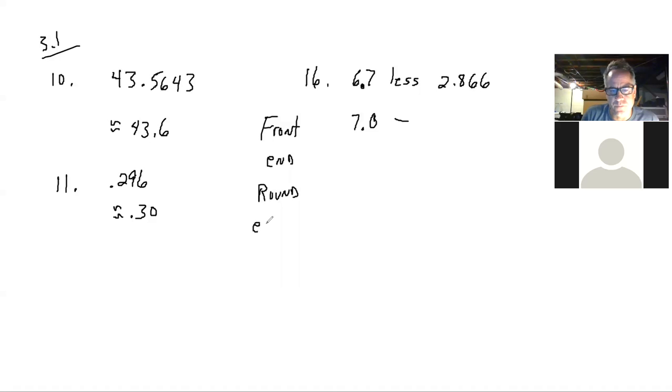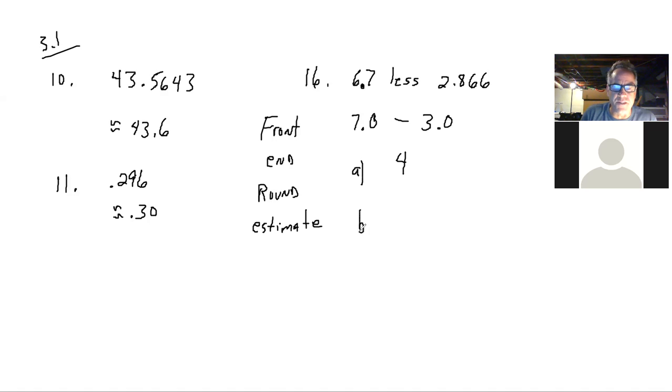Estimate. This one right here, I've got 2.866, so I'm going to front end round it to 3. Again, if it had been 2.466, I would have front end rounded it to 2.0. And then I simply subtract the 2 and I get 4. And so that is my estimate. That answers 16, part A.